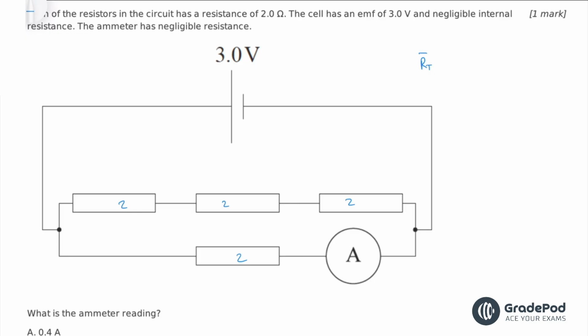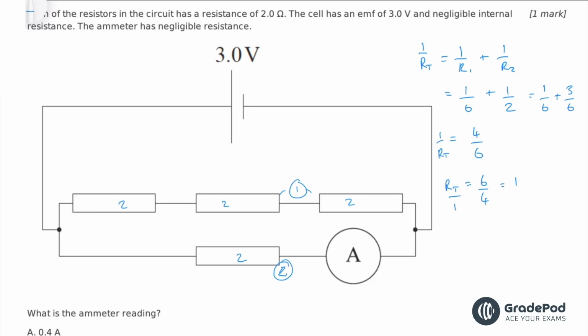circuit. There's 2 parallel branches, so 1 over RT equals 1 over R1 plus 1 over R2. The total resistance of branch 1, which is this branch here, is 6, so 1 over 6, and the total resistance of branch 2, which is this branch here, is 2, so 1 over 2. 1 over 6 plus 3 over 6, try and add fractions, so 1 over RT is equal to 4 over 6, so RT is equal to 6 over 4, so we're just swapping that round. That gives us the total resistance of the circuit is 1.5 ohms.